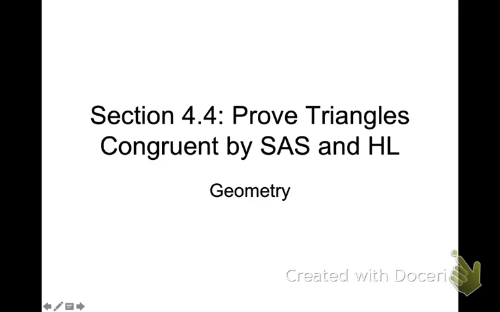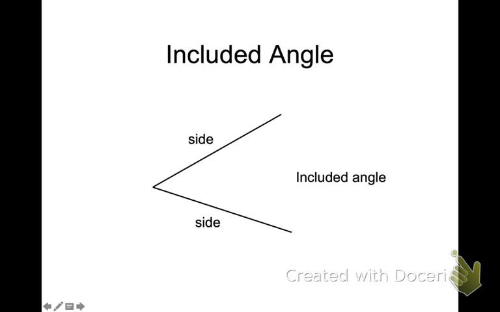So far we have side, side, side. Now we're going to get into side, angle, side, and hypotenuse leg, HL. So our first thing that we have to make sure that we have covered is what's called the included angle. If you look here, I have two sides, top side, bottom side, and the angle that is created by those two sides is considered the included angle. So when we're talking about side, angle, side, the angle needs to be included, or between, the two sides that we're talking about for congruencies.